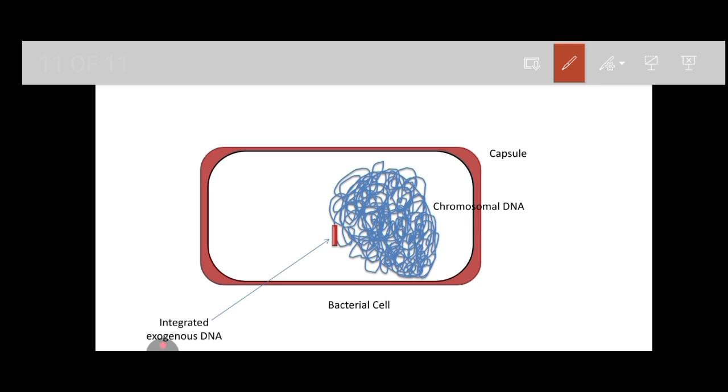In this way, the bacteria acquire new properties, for example, antibiotic resistance and capsule formation. All those new properties are acquired by the bacterium through horizontal gene transfer methods like either conjugation or transformation. So that's all for now.